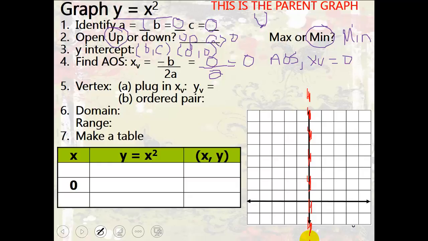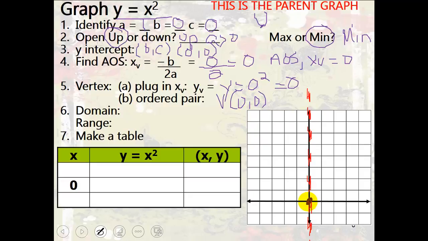Now, in order to find the y-coordinate of my vertex, I plug the x-coordinate of my vertex into my equation, and I get y is equal to 0 squared. This one is really simple. They won't all be this simple. So I get 0, and my vertex is the ordered pair 0, 0. So let's put that on our graph right here, 0, 0.